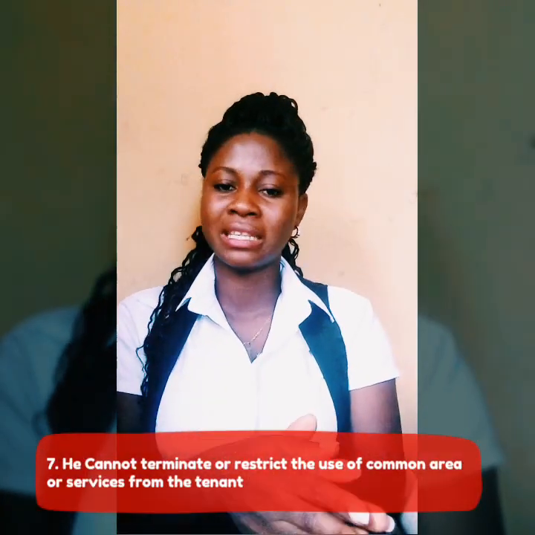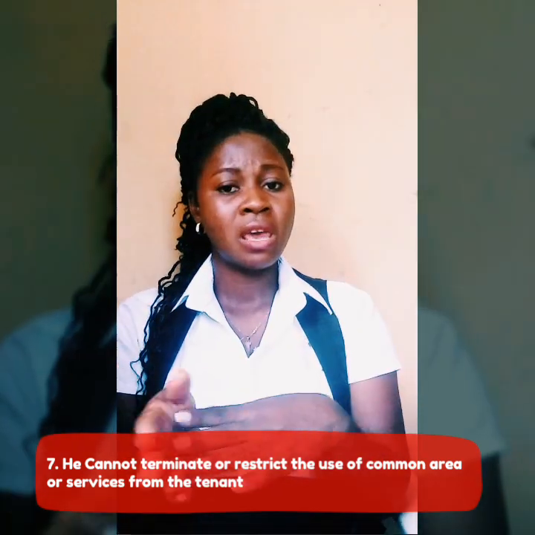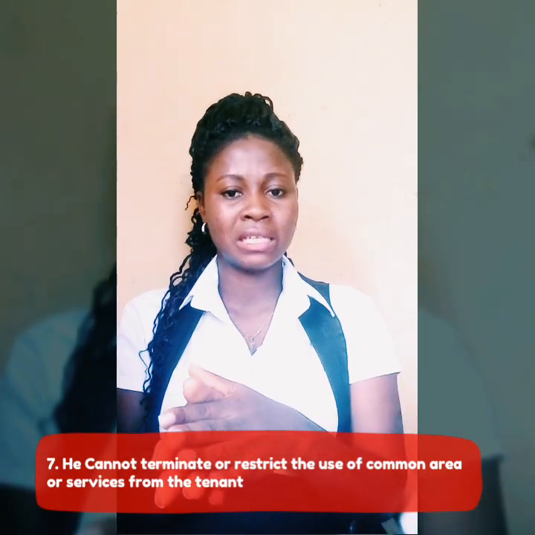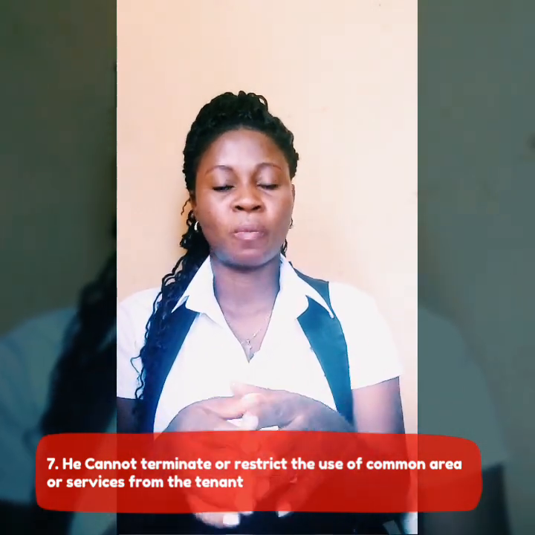Number 7, a landlord cannot terminate or restrict the tenants from using common areas of the premises like the car park, the playground. He cannot also restrict the tenants from using common services like power, electricity, or water supply.